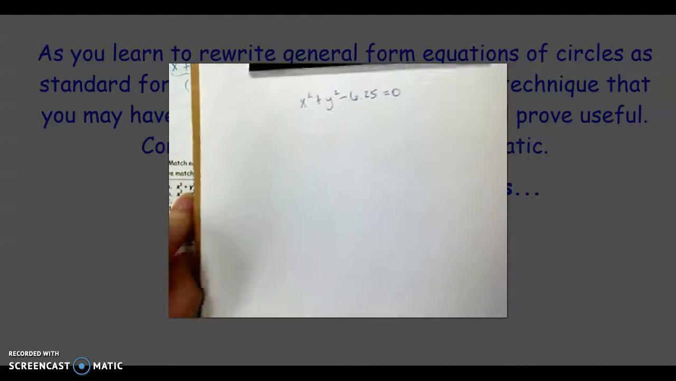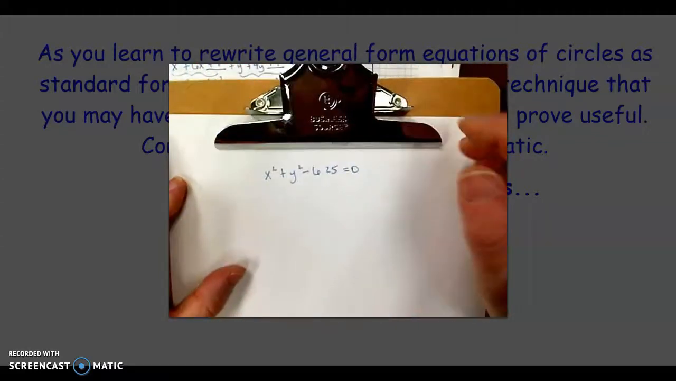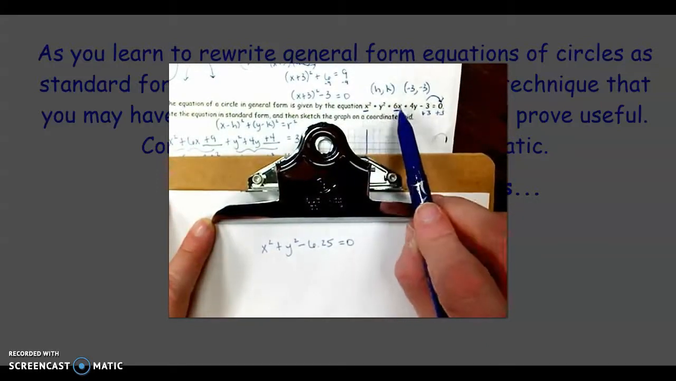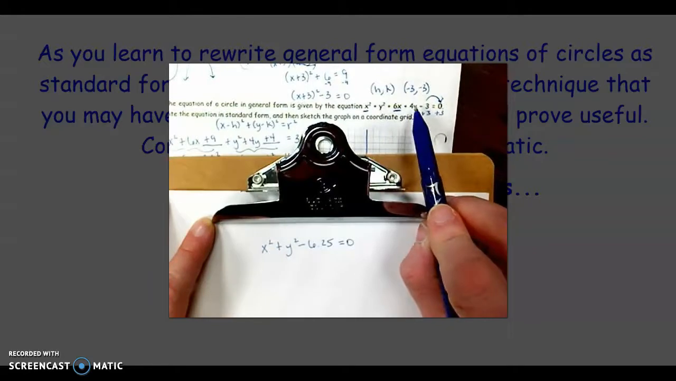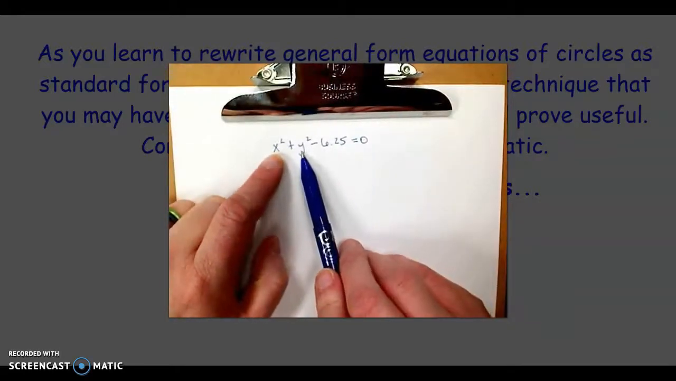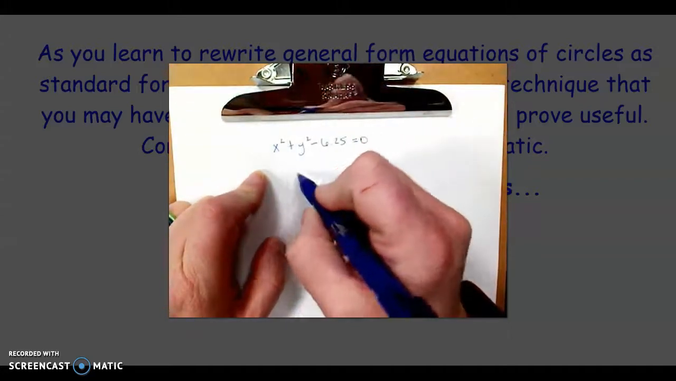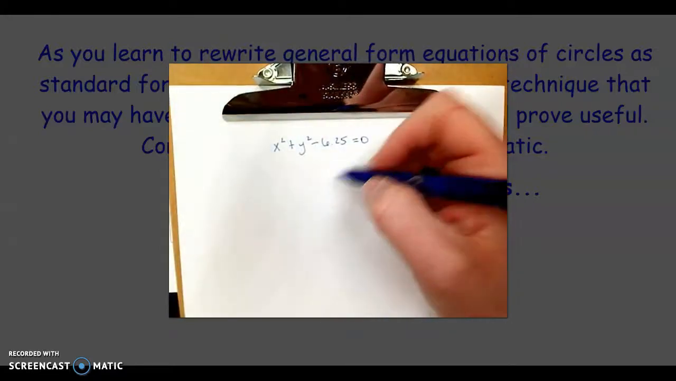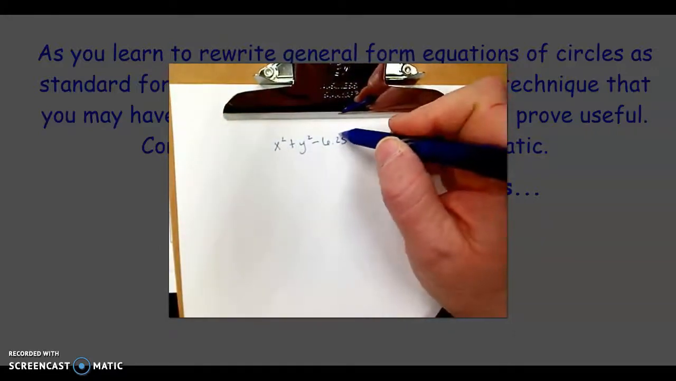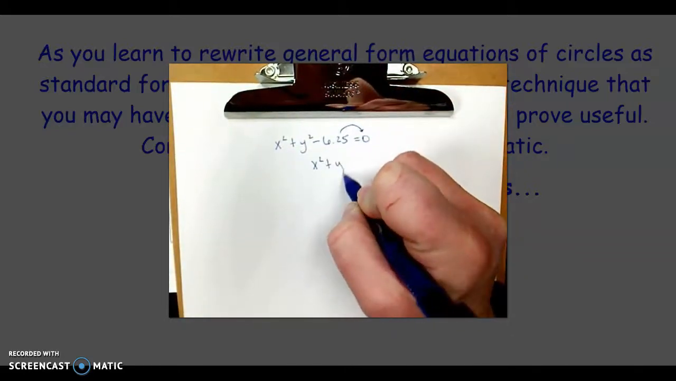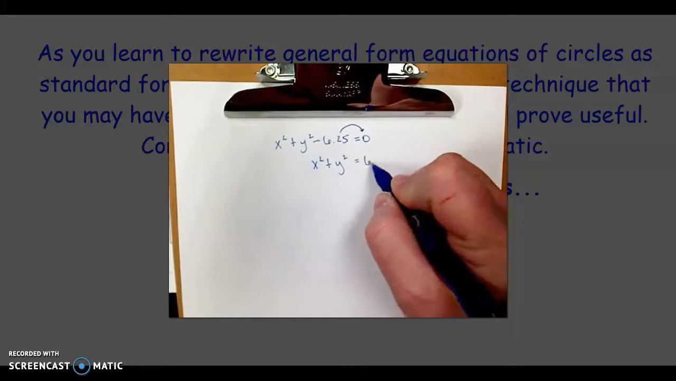Now I hope you notice that this is a little bit different than the equation that we just looked at with number 7. Because that equation had an x squared and an x term, a y squared and a y term. This one just has x squared and y squared, but no x and y term. So if we were completing the square, we would have to think of that as 0x and 0y. But we really don't have to do that.